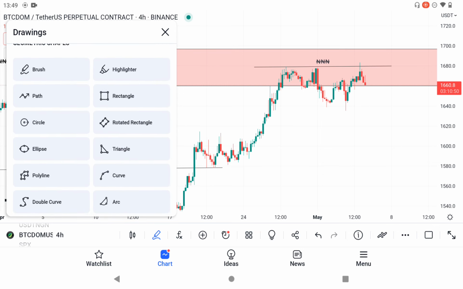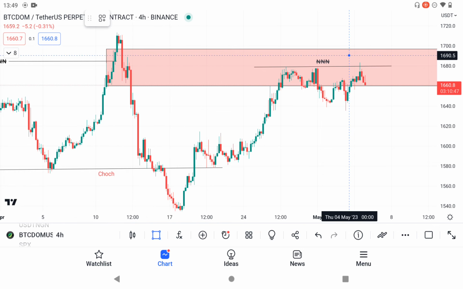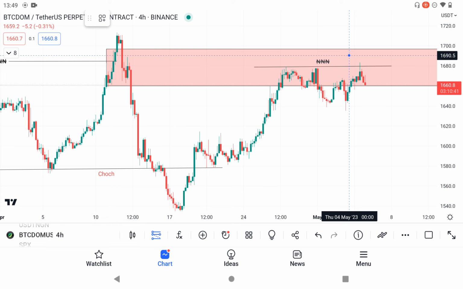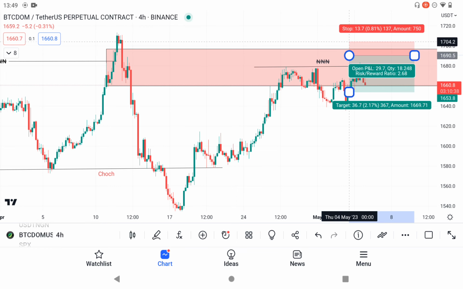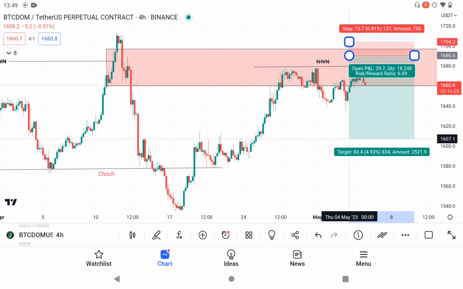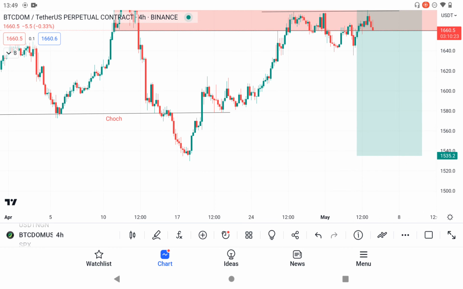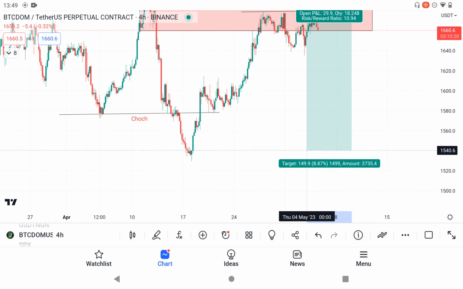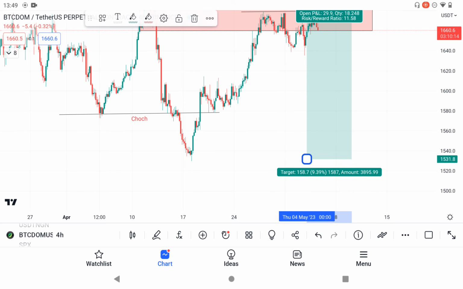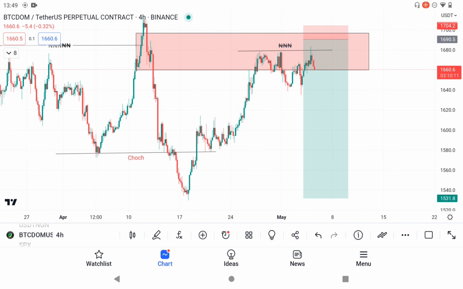Let me just show you. So if you're new here, I take my short somewhere around here, and for my target, I'll take this point here as my first take profit, and then a second take profit. But eventually, I'll come down to take out that weak low that I talked about, which is somewhere around here. Eventually, price will come to take out this weak low. So you can see we have enough risk to reward. This is massive. This is extremely massive.